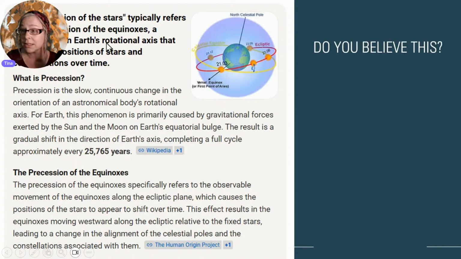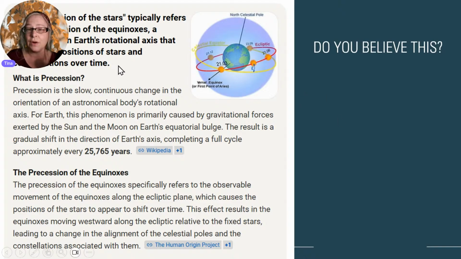So if you take a look here, the precession of the stars. Now this is from Wikipedia. Now, maybe you believe this, but to me, I think it's hogwash. It says, the precession of the stars typically refers to the precession of the equinoxes, a gradual shift in the Earth's rotational axis that affects the position of the stars and the constellations over time.